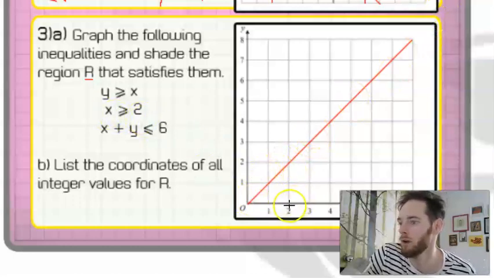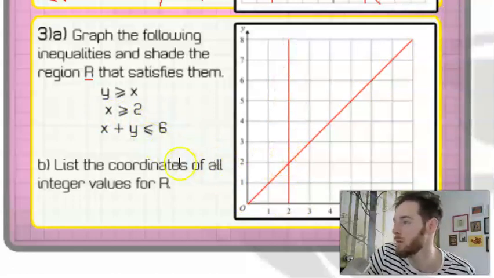x is more than or the same as 2. There we go. So there's that one. We'll have that. More than or the same as 2, solid line. And then another solid line, so we don't have to worry about drawing any dotted ones.